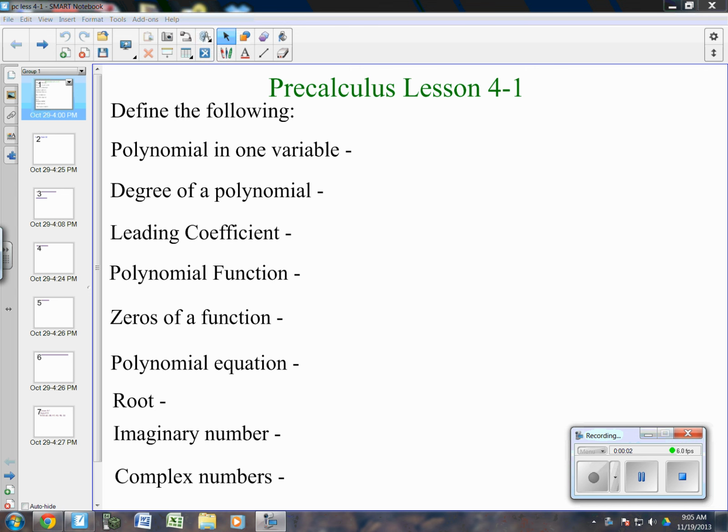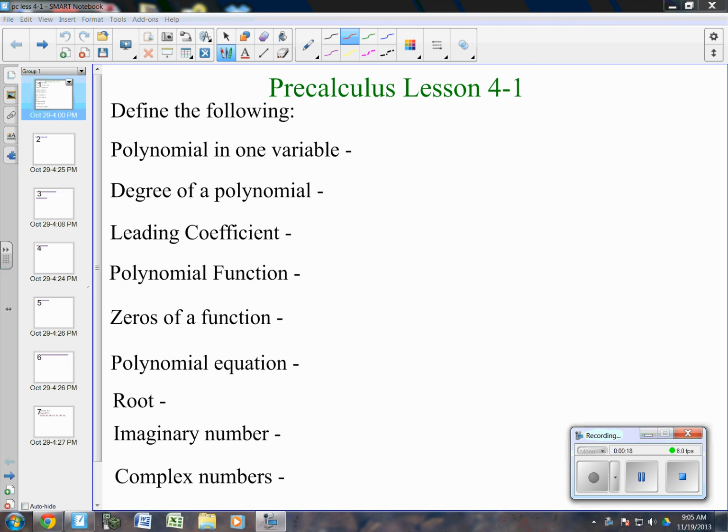Since you guys have written these down, I'm just going to briefly clarify some points on them. If you have a question, make sure you ask. Okay, so we're going to define the following words: polynomial in one variable.